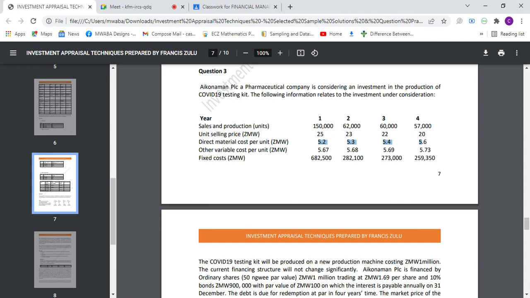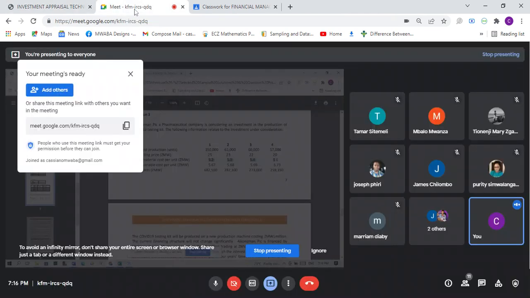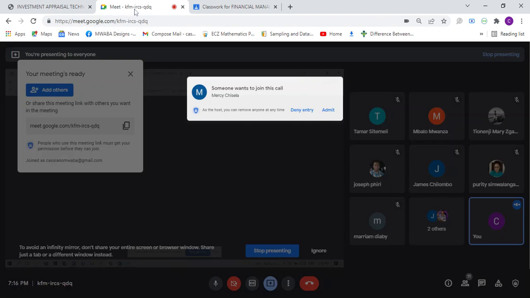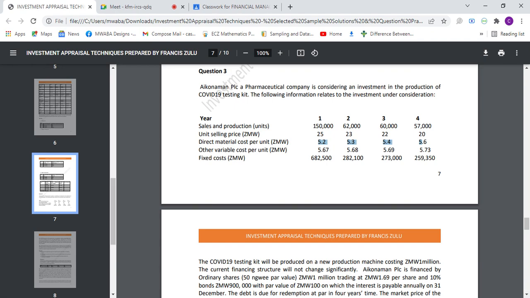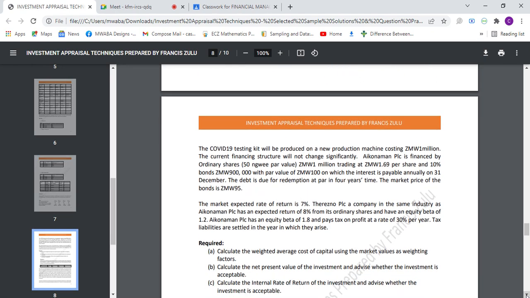Sorry about that. Yes, this information is going to be used when calculating the net present value. We want to get our cash flows. So we continue with the question.